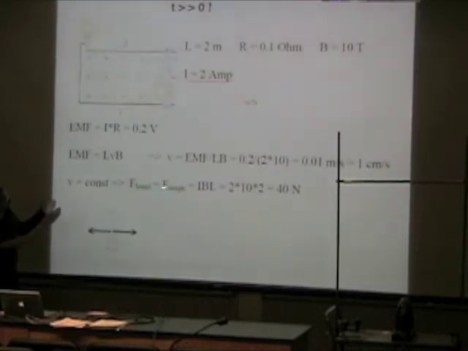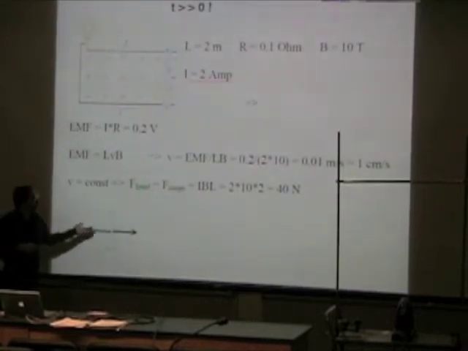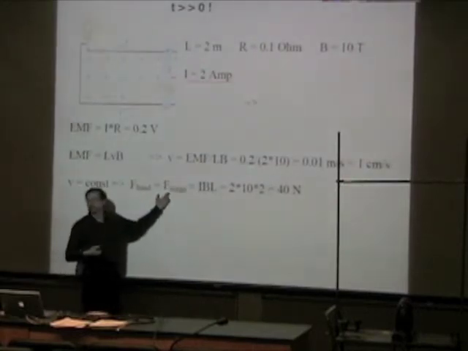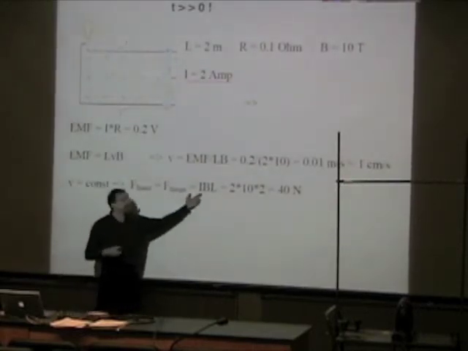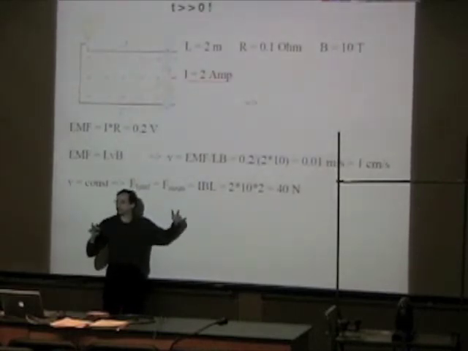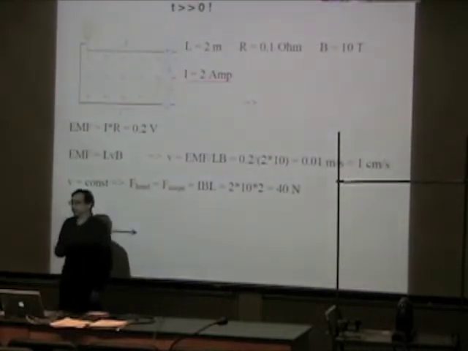Since the forces are equal to each other, the force applied by a person is supposed to be equal to the force applied by a magnetic field. This is Ampere's law: current, length of the wire. A wire is a rod now, and magnetic field. That's how it works.